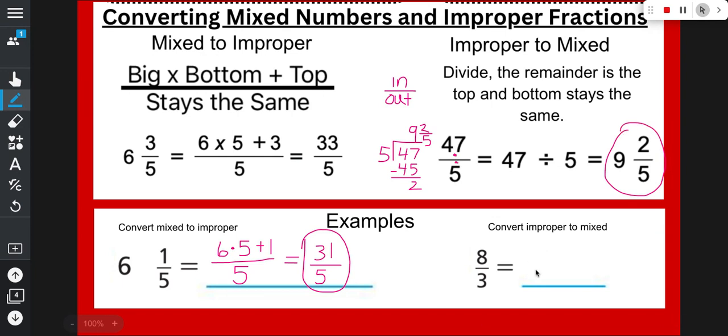Let's take a look at another example. Feel free to pause the video and try it on your own. Resume to see how to solve it. So this would be 3 on the outside, 8 on the inside. 3 goes into 8 2 times, with 2 left over. So our answer would be 2 whole and 2 out of 3 left over, or 2 2/3.